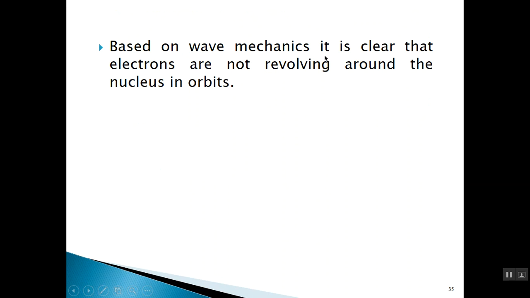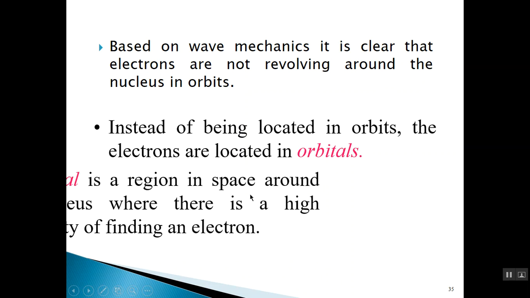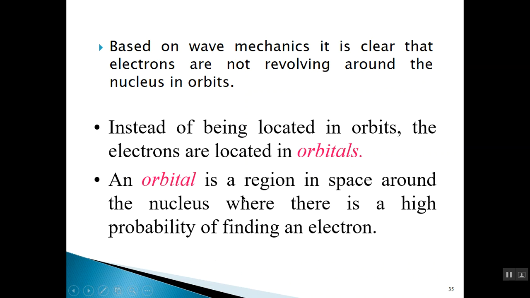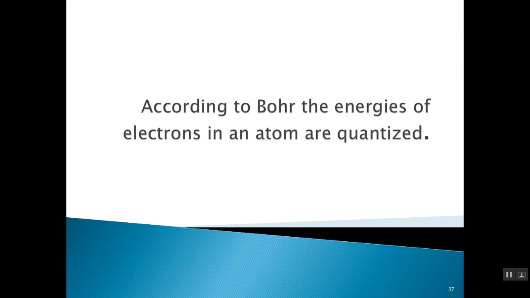So based on wave mechanics, which is, of course, the Schrödinger approach, it is clear that electrons are not revolving around the nucleus in orbits. Instead of being located in orbits, the electrons are located in what are known as orbitals. The orbital, by definition, is a region in space around the nucleus where the probability of finding an electron is very high.